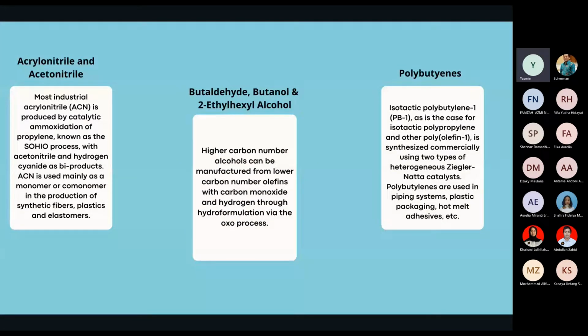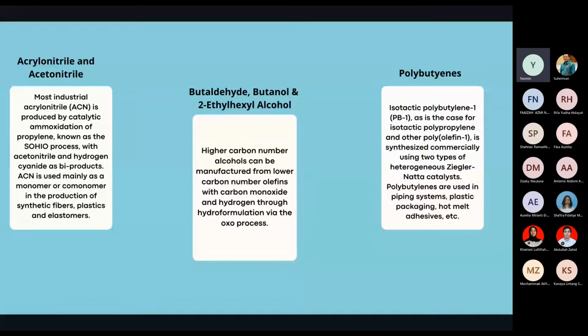Next, we have acrylonitrile and acetonitrile. Most industrial acrylonitrile is produced by catalytic oxidation of propylene, known as the Sohio process, with acetonitrile and hydrogen cyanide as byproducts. ACN is usually used mainly as a monomer or a co-monomer in the production of synthetic fibers, plastics, and elastomers.